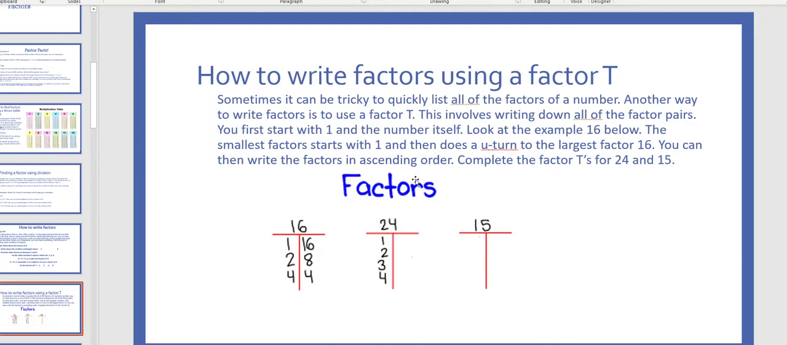Also, you might like to write your factors using a factor T. You can see it shows us factor pairs. 1 times 16 is 16. 2 times 8 is 16. 4 times 4 is 16. It helps to break down the number 16 and show all the factor pairs. And it might be useful for you to use.